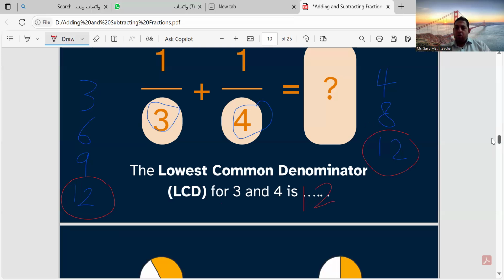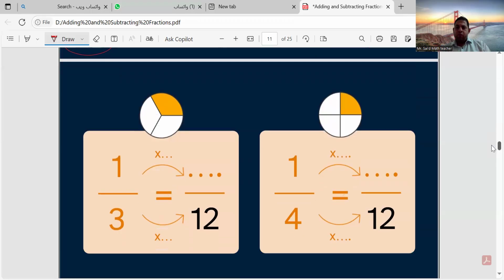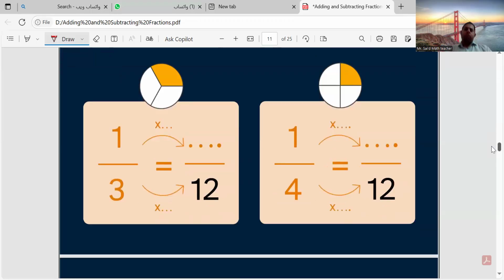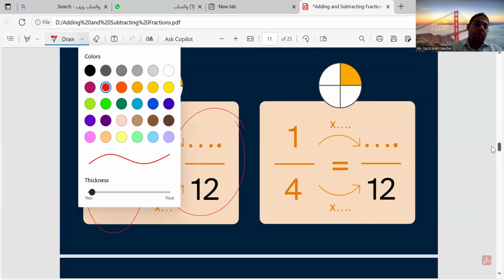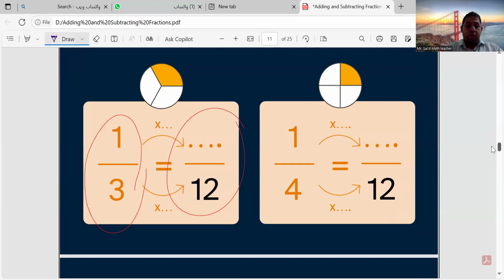Okay, let's go on. What do we do next? We make the equivalent fractions. Look, the third becomes another fraction with the same denominator 12 here. So what should we do? We multiply 3 by what to get 12? Yes, very good. It's 4. So we have to multiply up by 4 as well. 1 multiplied by 4 equals 4. Now we have 4 out of 12.